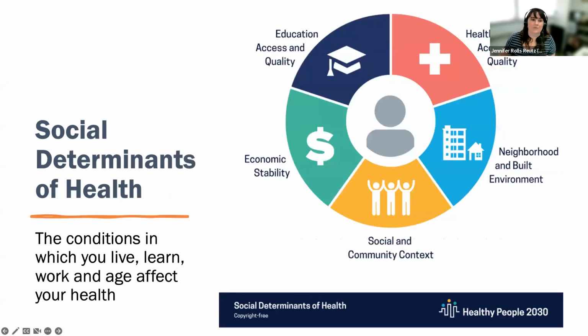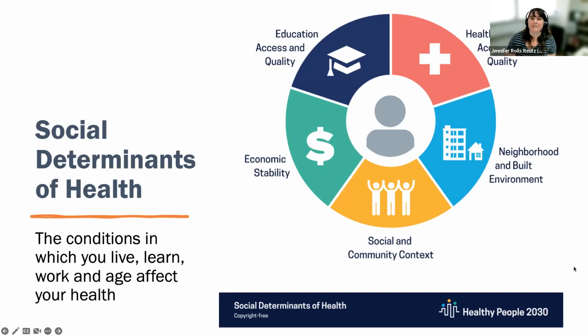And now I'm going to give you a little bit of information about the social determinants of health. So this is another framework that helps organize prevention work. We're using the categories that were developed by the Centers for Disease Control. These are conditions in which you live, learn, work, and age, and they all affect your health. And so the social determinants are really non-medical factors that can influence your lifelong health and well-being.